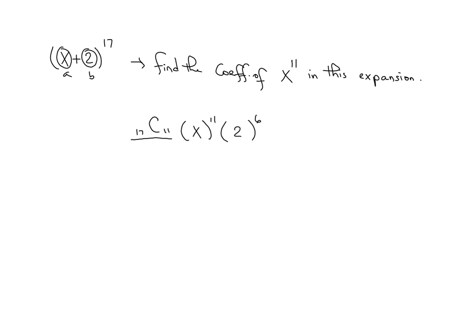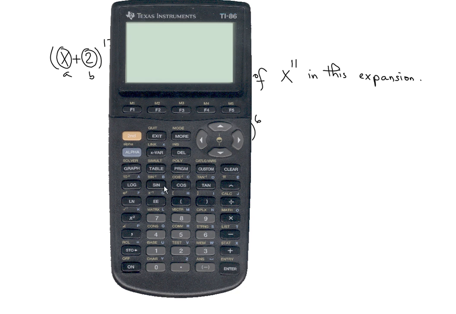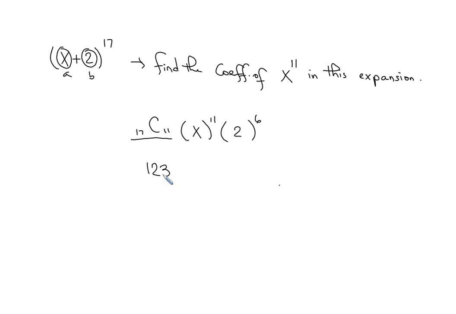Okay. So now let's punch this into our calculator. So we have 17 NCR 11, which is going to be pretty big. 12,376. So that's the coefficient of x to the 11th, right? No. Because this is going to give us an actual number also, guys. What is 2 to the 6th power?